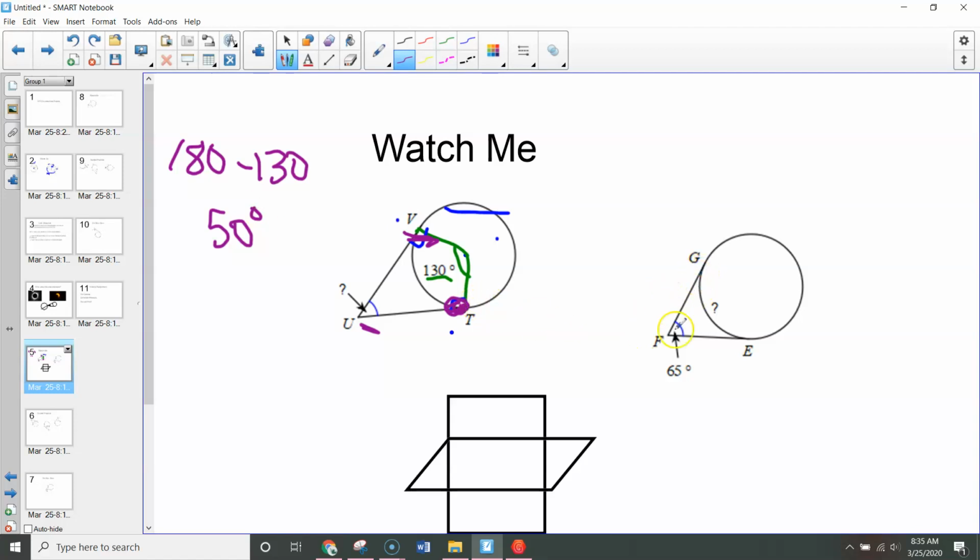Okay, so here, I've got this angle here, and I'm wanting to know this one. So the shortcut: 180 minus 65 equals. Sorry, my mouse handwriting isn't very good. But 180 minus 65 gives me 115 degrees, which is this length right here. Okay, let's do some together.